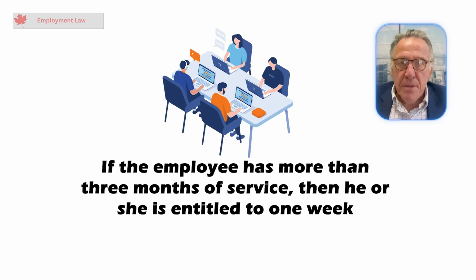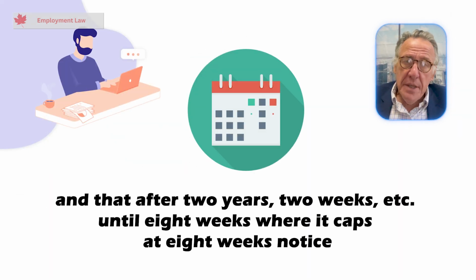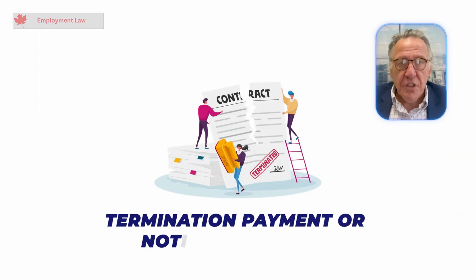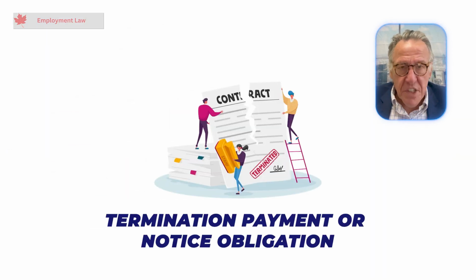The statute is designed as a minimum standards statute. It sets out minimum payments or notice that must be provided on termination of employment. It has basically two requirements depending on length of service. If the employee has more than 3 months of service, then he or she is entitled to 1 week, and then after 2 years, 2 weeks, etc., until 8 weeks, where it caps at 8 weeks notice. That's called the termination payment or notice obligation.